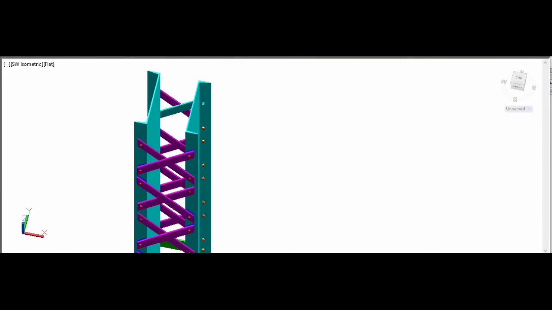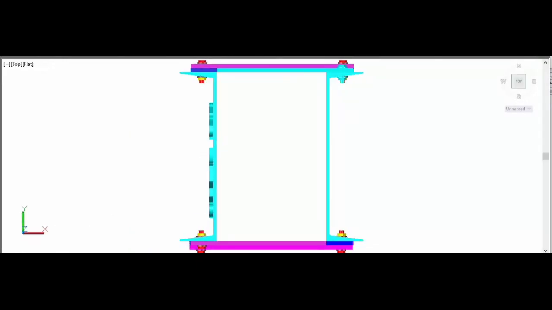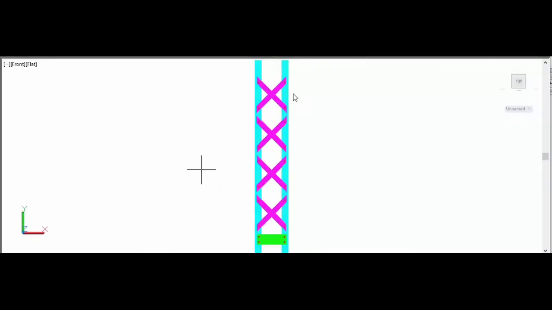And observe the top view of this section. Channels placed back to back, laced together by a double lacing system. Let us look into any other types that are available.